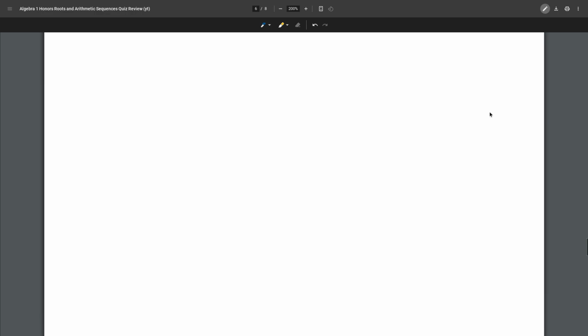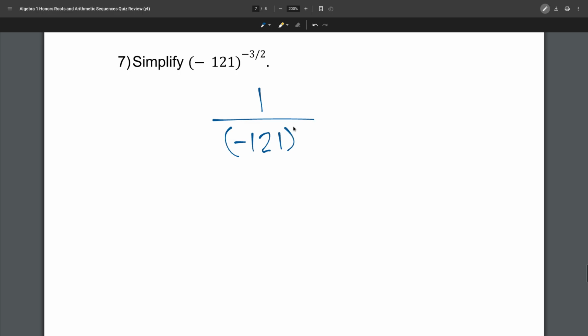Okay, let's go to number 7. We have negative 121 to the negative 3/2 power. So that's like 1 over negative 121 to the positive 3/2 power, which we can break apart into 1 over negative 121 to the 1/2 power, and then cube that.